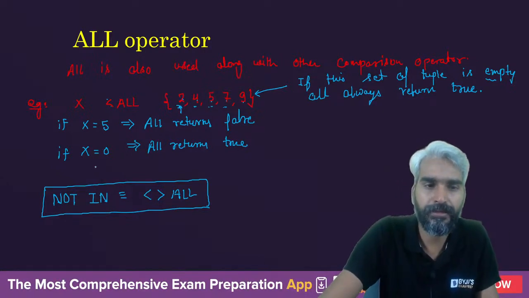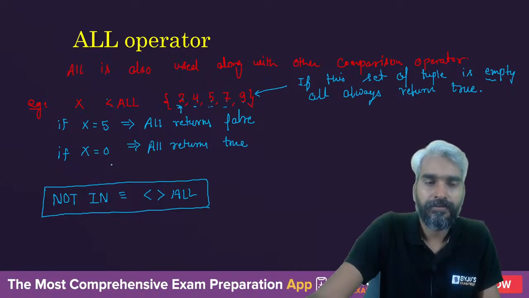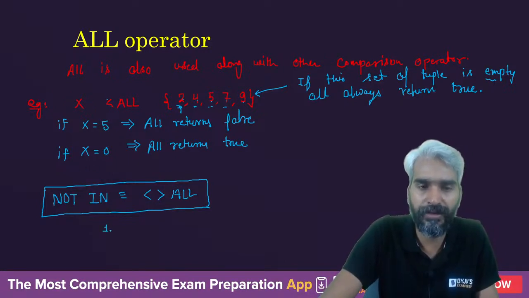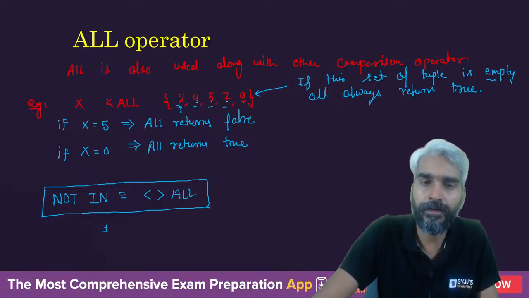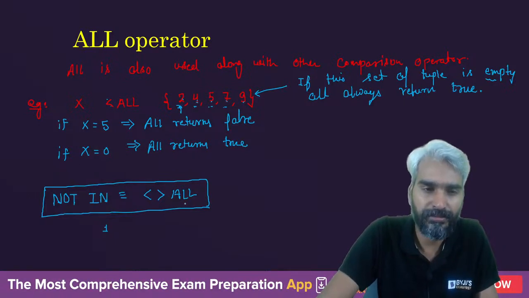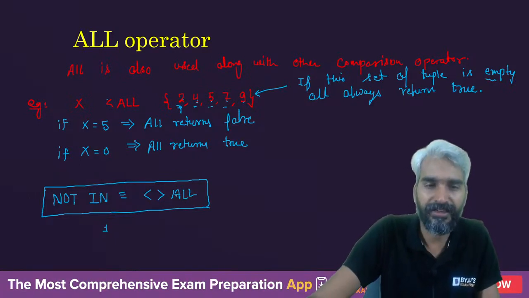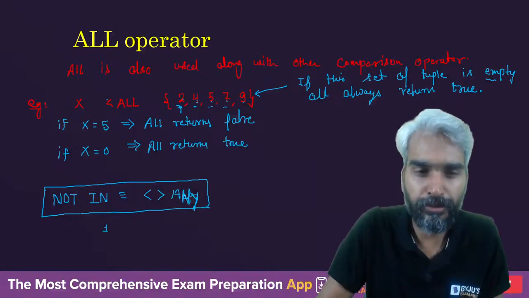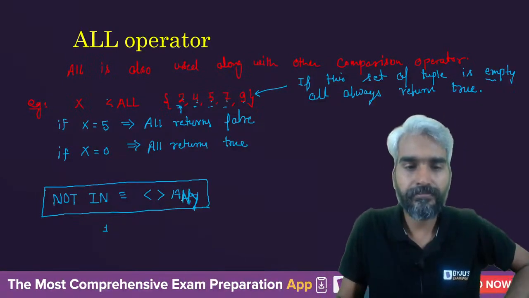Right? So let's see. If I say x not equal to all, and if I check for 1, so 1 not equal to 2, true. 1 not equal to 4, true. 1 not equal to 5, true. 1 not equal to 7, true. Sorry, not equal to any, because this is not equal to all. So it's not possible that something is not equal to all of them. Clear?